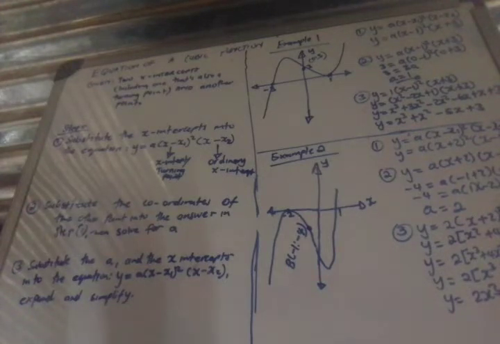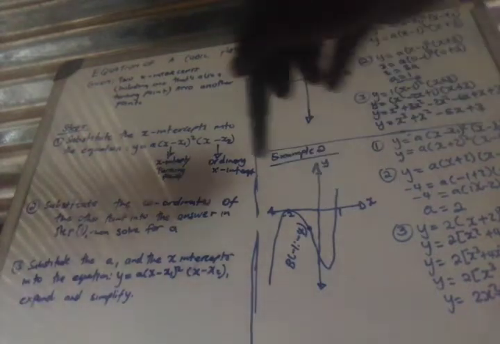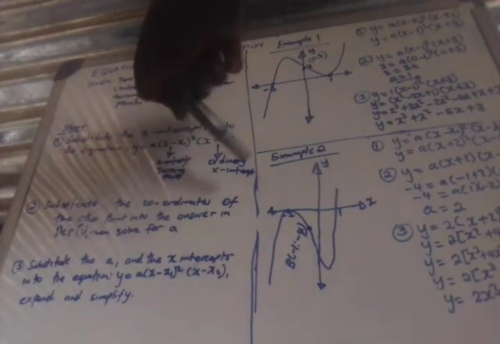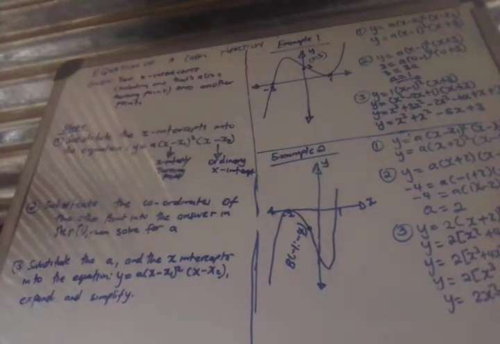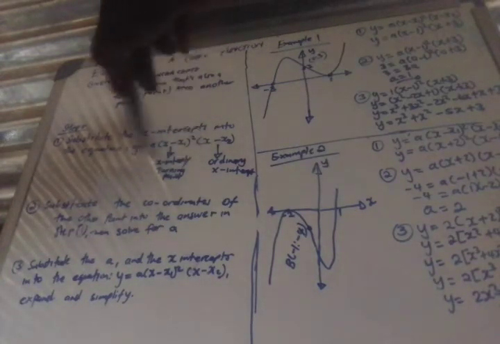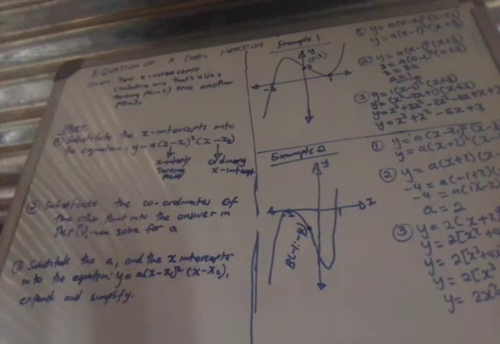Secondly, you substitute the coordinates of the other point into the answer that you got in step 1. After substituting the x-intercepts into the equation, you substitute the coordinates of the other point into that answer, and by so doing you will be able to solve for a. After solving for a, you'll be done with step number 2.